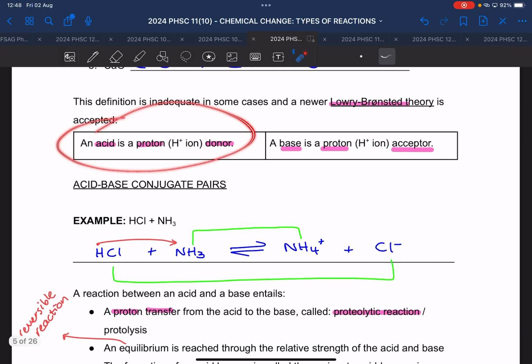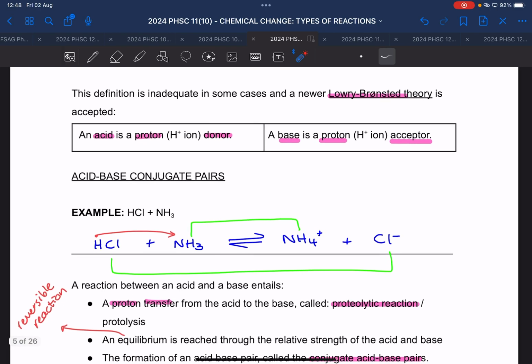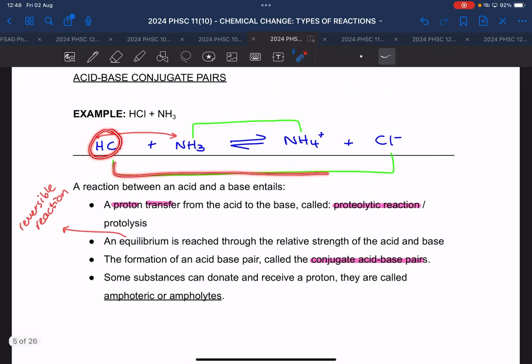They say an acid is a proton donor. It gives away a proton. From here to here, what happened? It gave away that thing. So that is why this is an acid. Okay, so what is this thing then? Is it an acid or a base?